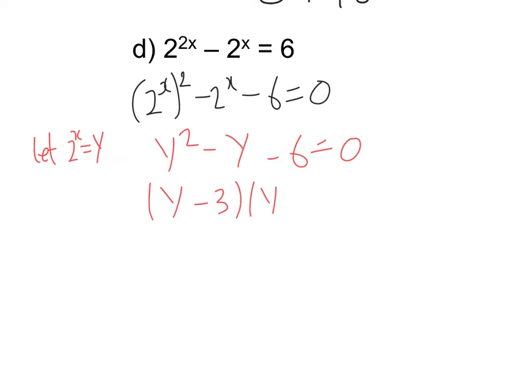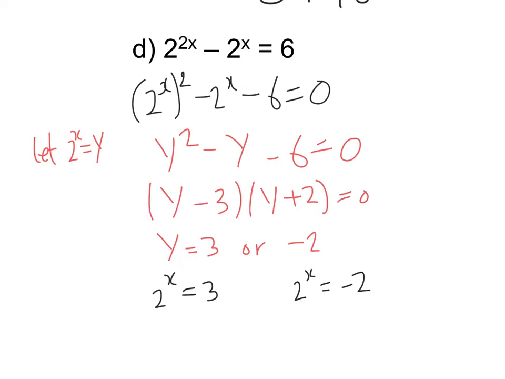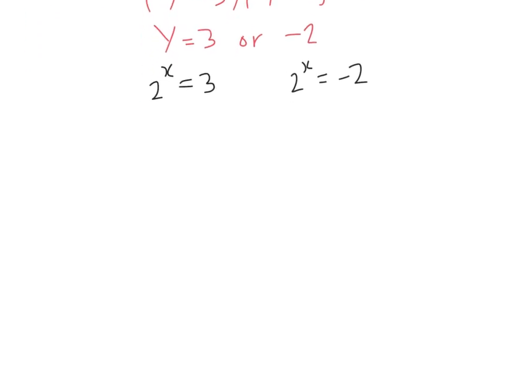and you can see now that's a quadratic, which you can solve using factorization. (y minus 3)(y plus 2). So y equals 3 or negative 2. However, y was just something we made up. We called it y, it's actually 2 to the power of x. So actually 2 to the power of x equals 3, or 2 to the power of x equals minus 2. And we have to solve both of those equations.